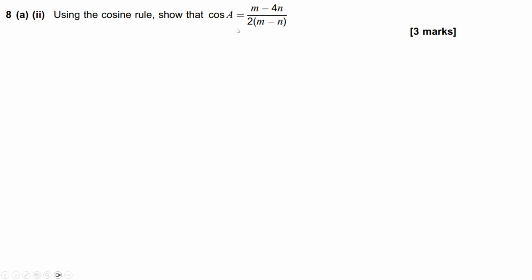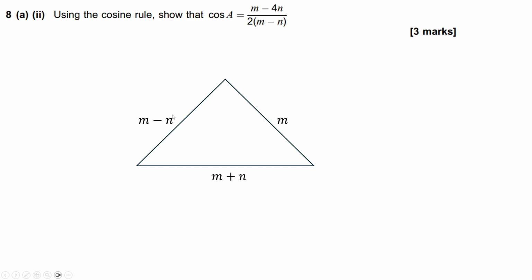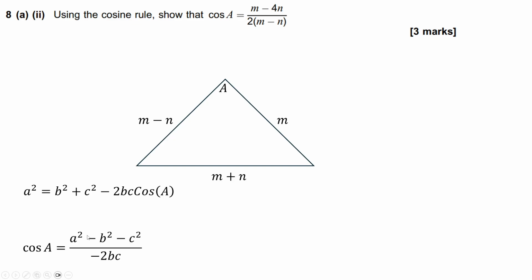Using the cosine rule, show that cosine A equals this. Okay, so if you draw the triangle, you say m plus n is here, m is here, and then m minus n is here. You can swap these two around, just as long as this is the largest angle. We'll call that A. Cosine rule is this, you should know this. Just rearrange it for cosine A, you'll get that. And then plug in where this is A, this is B, this is C.